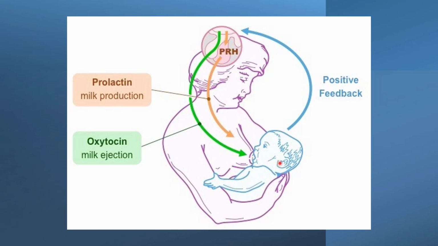Similar, if we just look at the oxytocin part here, we'll talk about prolactin in our next lecture, but if we just look at the oxytocin part, what happens? Baby is nursing. That stimulates the release of oxytocin, which causes more milk to come out, which causes baby to nurse more, which causes more oxytocin, which causes more milk to come out, which causes baby to nurse more, and that keeps going until baby is full and unlatches.